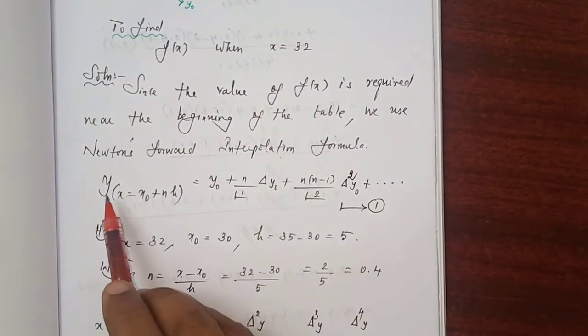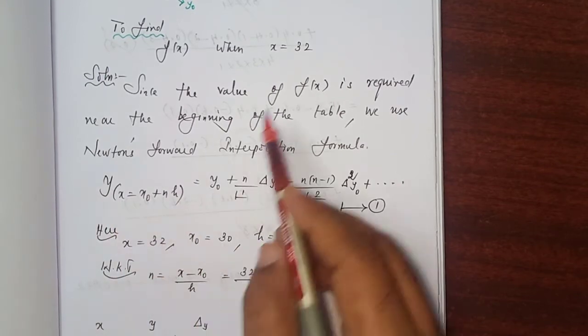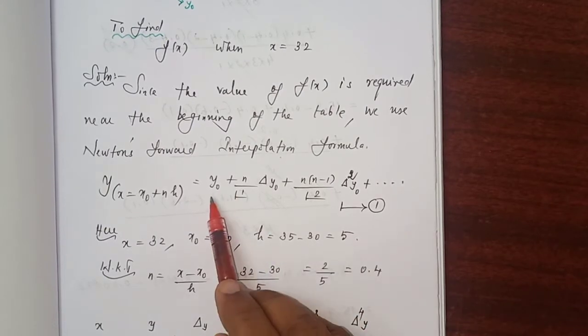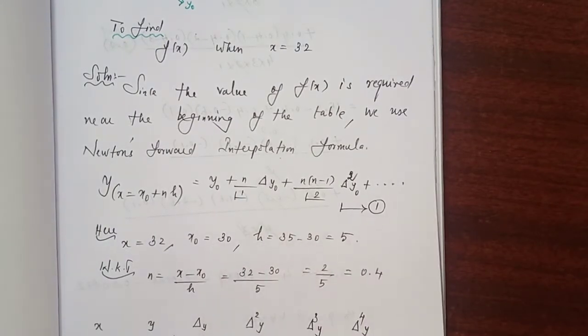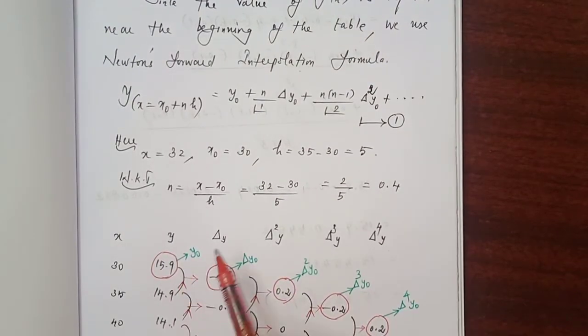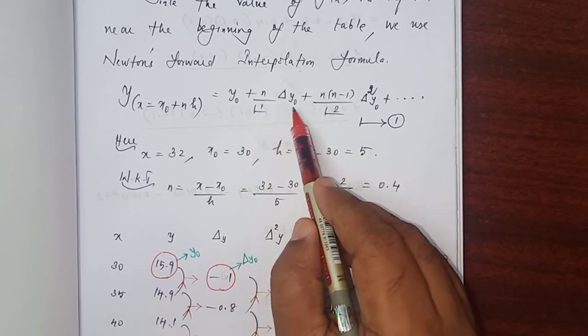In equation number 1, what is the left hand side? Y of x. What is the value of x? 32. So y of 32 is equal to, substitute everything, we know all the values. Y naught value here it is. What is the value of y naught? 15.9. Then n value here, what is it? It is 0.4. 0.4 divided by 1 factorial into del y naught.